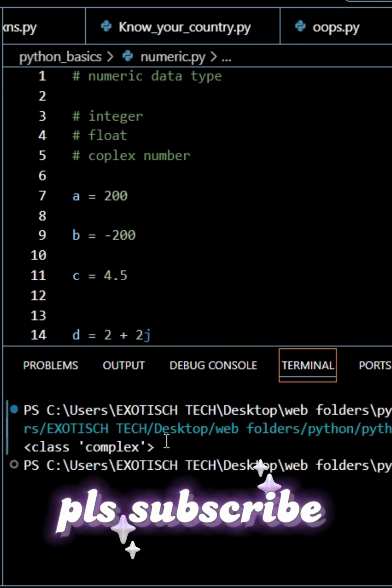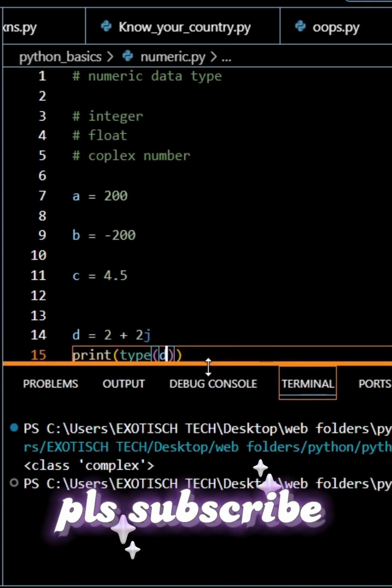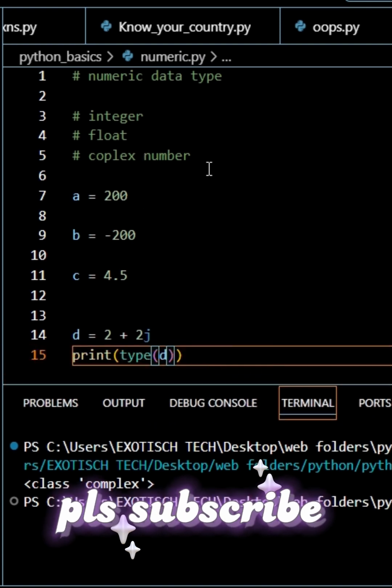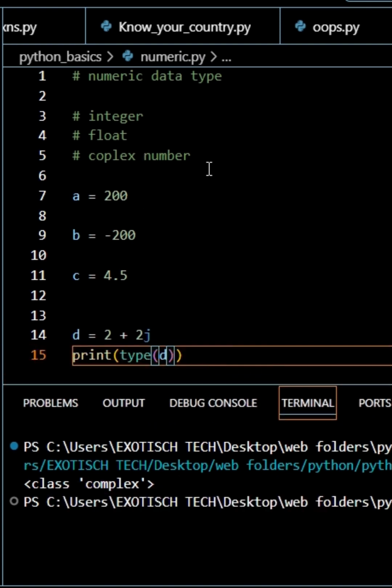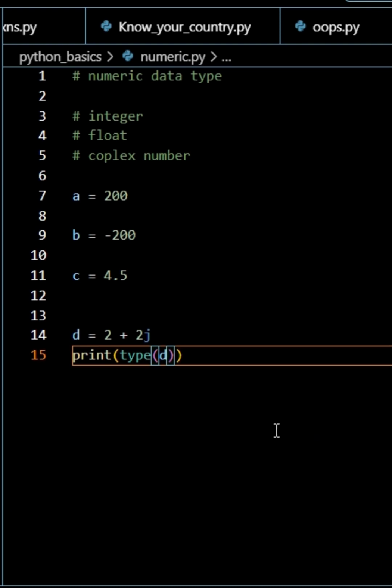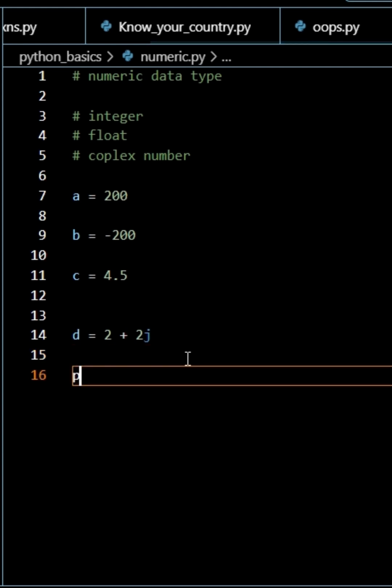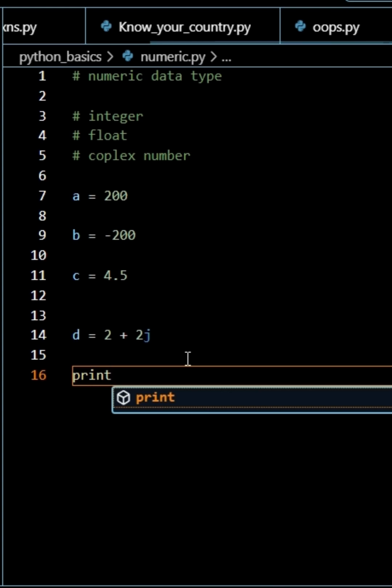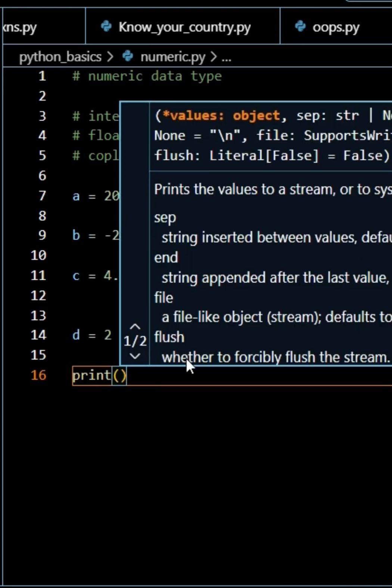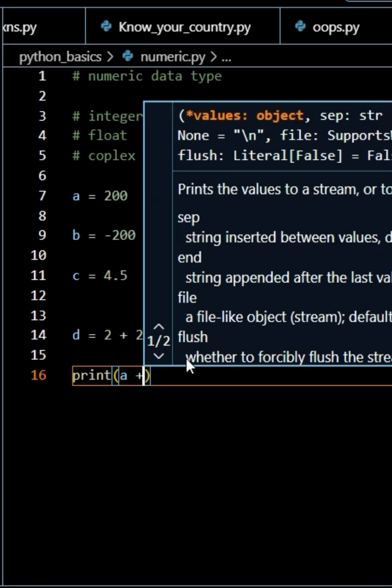So the type is complex, so we have a complex data type here. Okay, so having seen the type of numeric data type so far, we can also perform some numerical operations using these data types. Okay, we can perform the addition, the subtraction, multiplication, division, and so many other operations in Python.